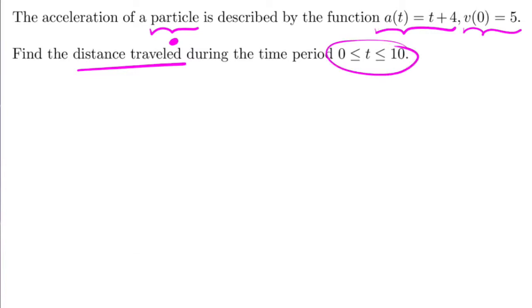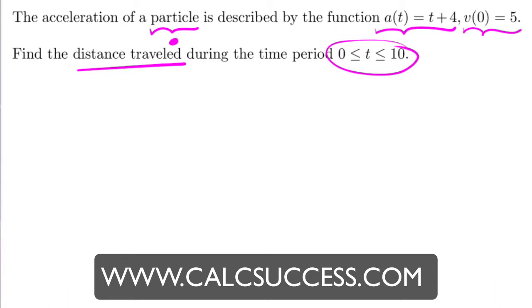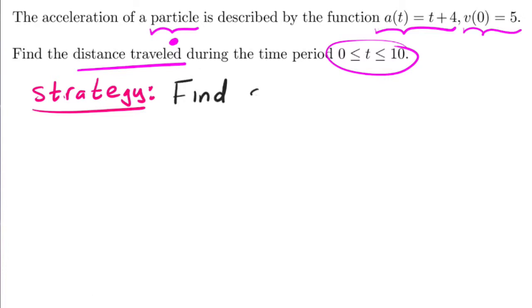Okay, so let's write down our strategy. Since I know the acceleration, my strategy can be, well, since I'm looking for the distance traveled, I need the position function, right? And how do you find the position? Well, you need to find the antiderivative of the acceleration, which gives you the velocity, and then you find the antiderivative of the velocity to get the position.